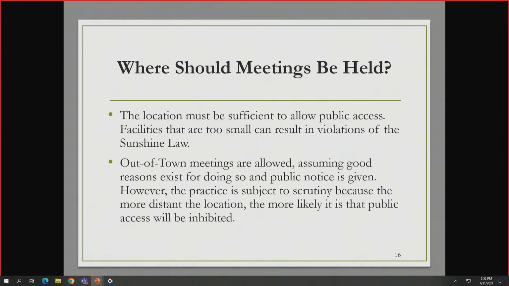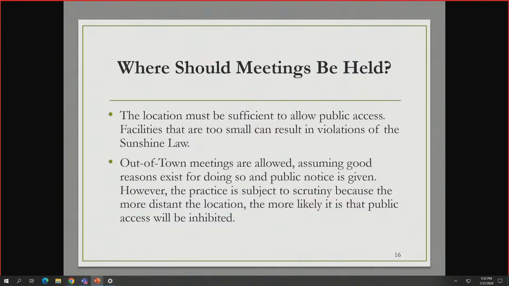Next slide. And again, where should meetings be held? Location must be sufficient to allow public access. We're going to meet here. I mean, Kira is nodding yes. Facilities that are too small can result in violations of the Sunshine Law. We've had issues before where you have fire code limitations here and with other boards I've worked with. You can have remote attendance, but beyond the Sunshine issue, there's just a practical limitation of participation. So to the greatest extent possible, particularly for something that's a policy-related issue of this magnitude, having a room as large as this makes a world of difference.